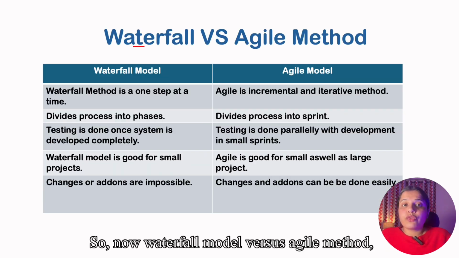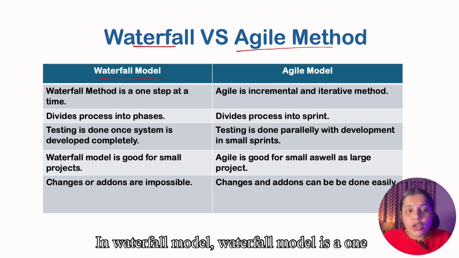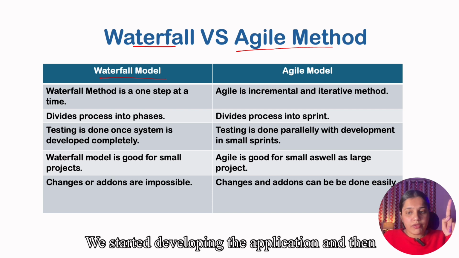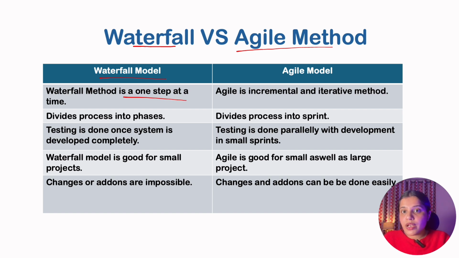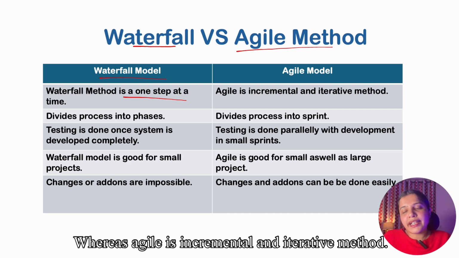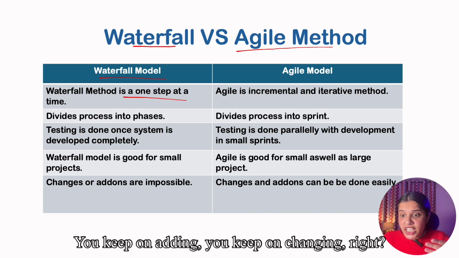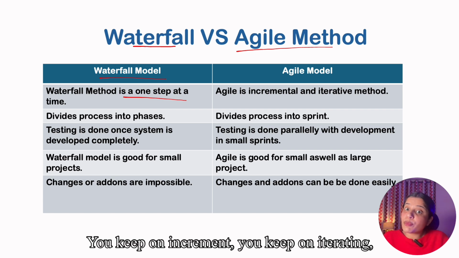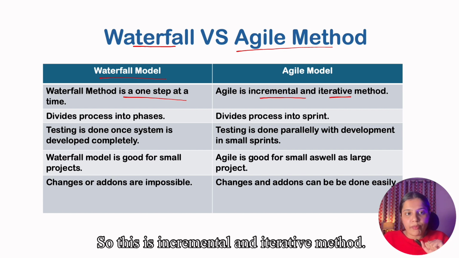So now, waterfall model versus agile method. Let's recall what we studied. The waterfall model is one step at a time. We started developing the application and then we stopped once it was completely finished. Whereas agile is an incremental and iterative method. You keep on adding, you keep on changing, you keep on incrementing, you keep on iterating things. So this is an incremental and iterative method.